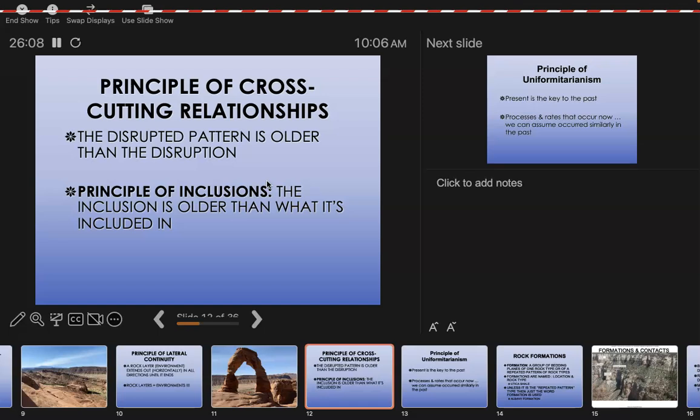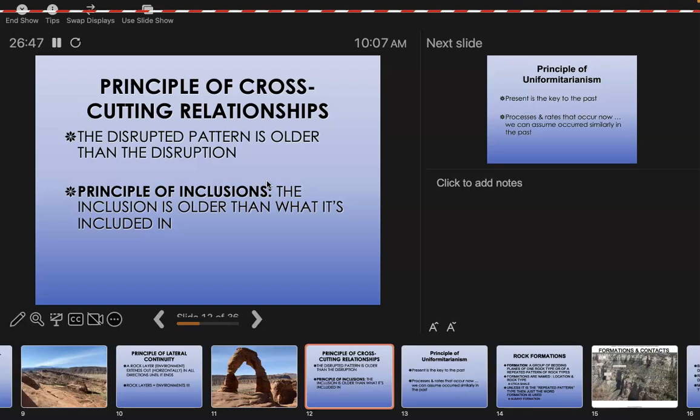Principle of cross-cutting relationships is a lot bolder because this is, I guess I decided at that moment, the main word. And what cross-cutting relationships tells us is that the disrupted pattern is older than the disruption. Sounds very philosophical. What does it actually mean? It means you can't cut through a field that isn't there. You cannot put a big old stripe down the center of your lawn if the lawn isn't there.